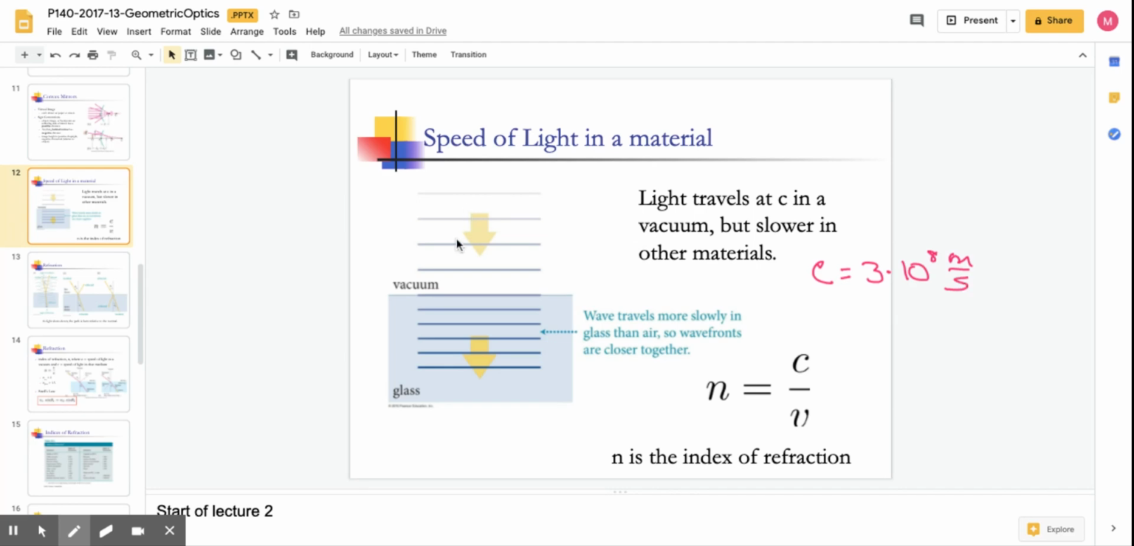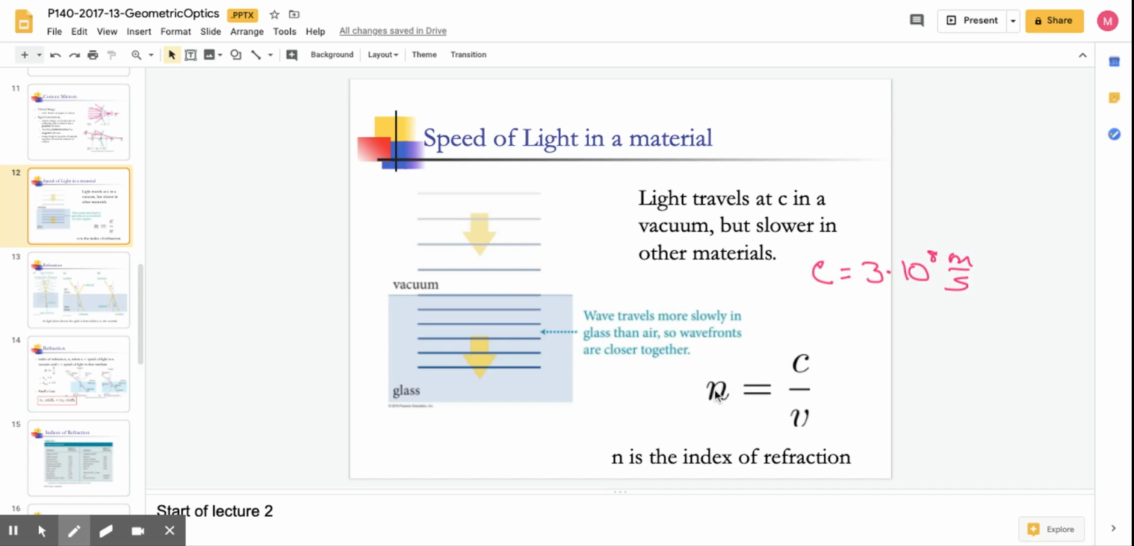And so if we think about a light wave traveling, it travels the fastest it can go in a vacuum. And then when it hits other surfaces like glass, it's going to go slower. And so that's represented here by the peaks of a wave, right? They're separated further apart in a vacuum, and then when they get into glass, they're closer together. So it just means they travel less distance in the same amount of time.